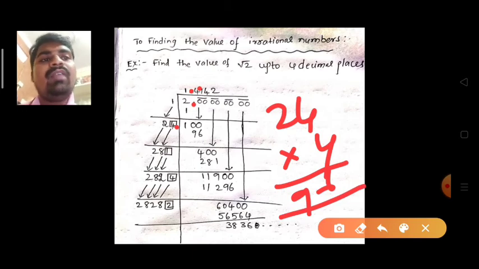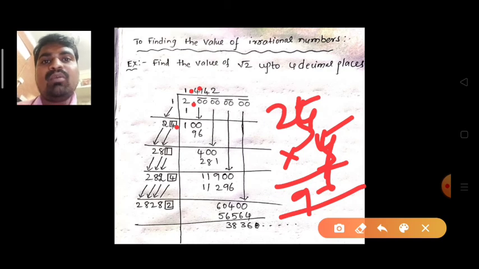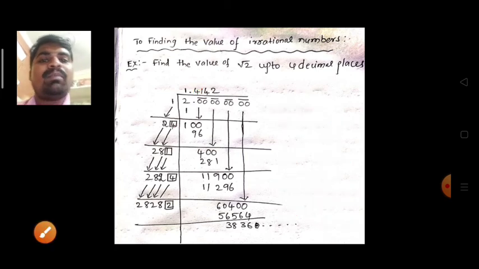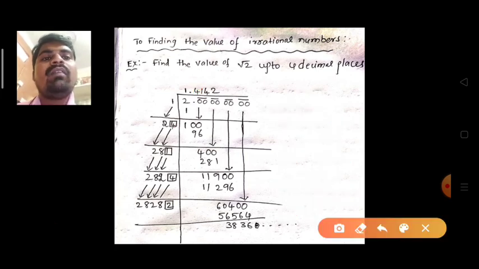If you take 5, 25 into 5 is 125. 125 is more than 100. You should take the value which is less than 100 or equal to 100. Here less than 100 is possible. So that is very simple, 96.